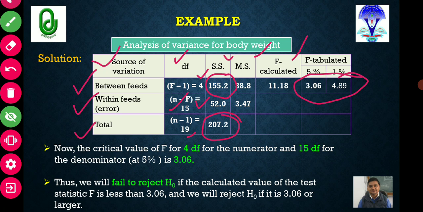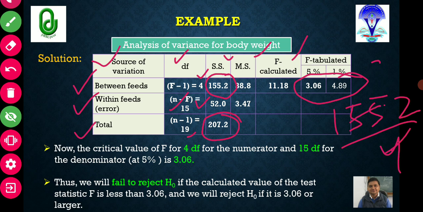Now you have to calculate the mean sum of square. How will you get it? Mean sum of square due to treatment, that is feed, will be 155.2 divided by its degree of freedom. What was the degree of freedom? It was 4. If you divide it, you will get 38.8. Similarly, mean sum of square due to error: 52 divided by its degree of freedom, 52 divided by 15, it will be 3.47.